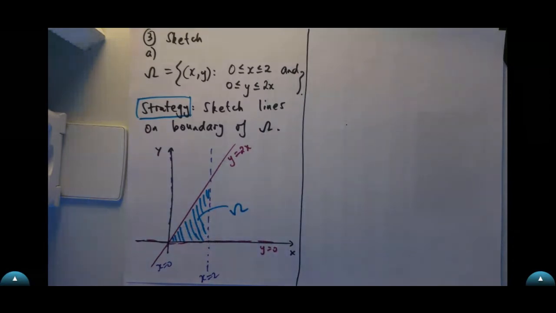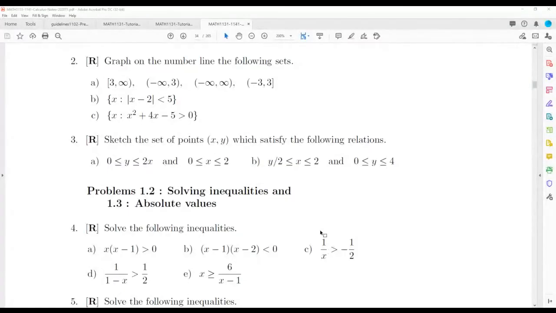Okay, so what about the second part of this question? And feel free to just ask questions if you want in the chat, because I'm curious to know what you're thinking. So this is the next part of this problem. X is between these 2 lines and y is between these 2 lines.